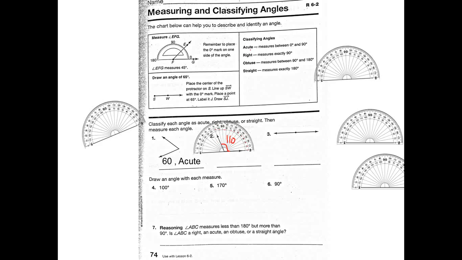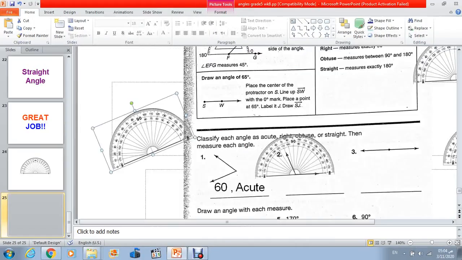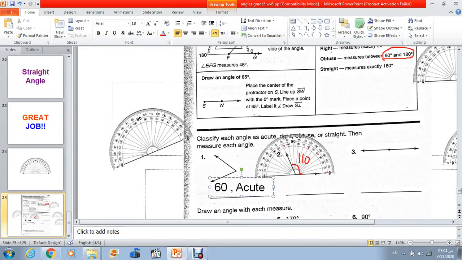110, is it acute, right, obtuse, or straight? So of course it's between 90 and 180. We are going to say it's obtuse. So let me write it for you. And it's obtuse.